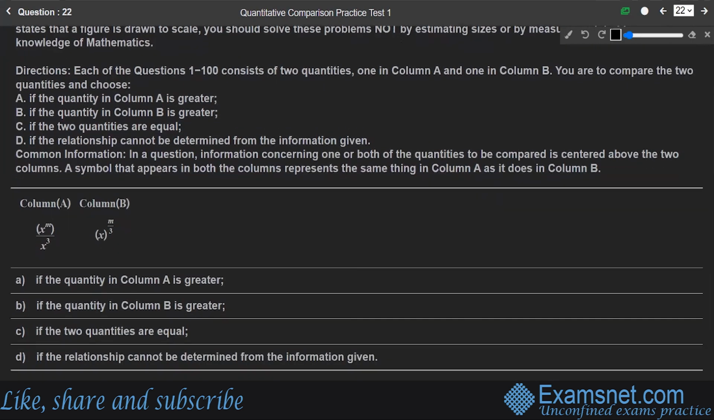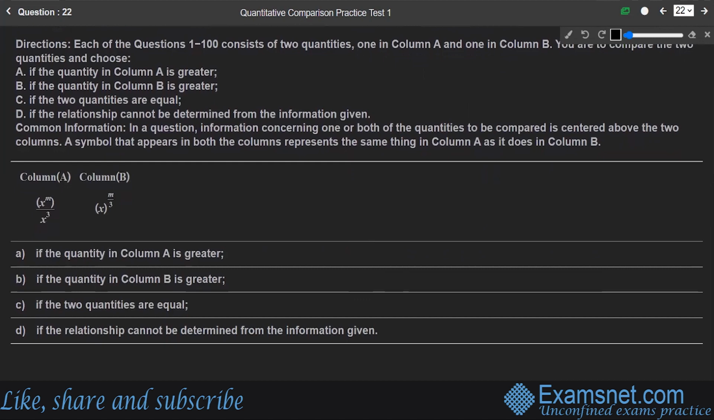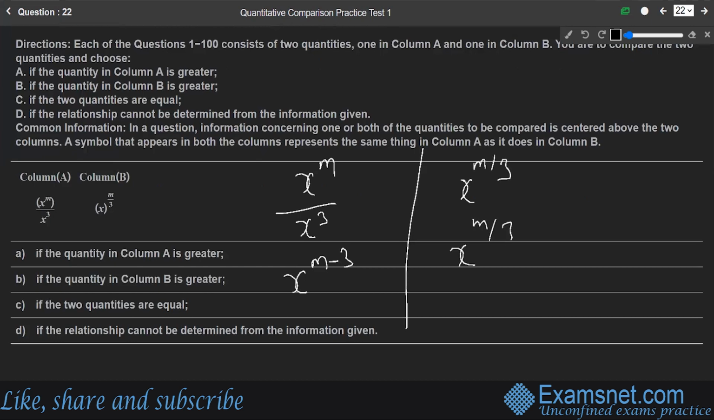Now, if we see the next question, column A is given as x to the power m divided by x to the power 3. When the base is the same and the exponents are different, and the numbers are in the form of a fraction, then the power of the denominator comes with a negative sign with the power of the numerator. So this ultimately becomes x to the power m minus 3. Now, what is happening in column B? They are saying x to the power m by 3. So clearly x to the power m by 3 is a different value and x to the power m minus 3 is a different value.